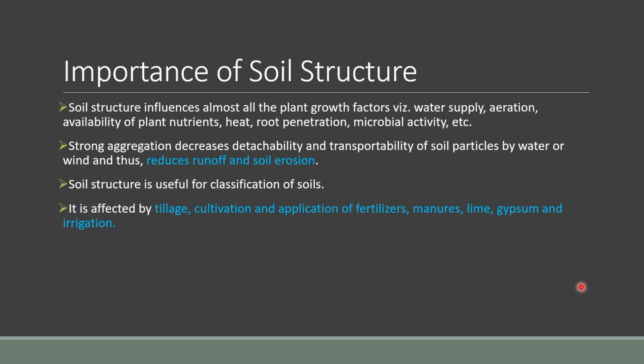The next is importance of soil structure. I will read everything. Soil structure influences almost all the plant growth factors like water supply, aeration, availability of plant nutrients, heat, root penetration, microbial activity, etc. Strong aggregation decreases detachability. That means it reduces runoff and soil erosion. Soil structure is also useful for the classification of soil. Then it is affected by tillage, cultivation, application of fertilizers, manures, lime, gypsum, and irrigation. These points I have taken from the Fundamentals of Soil Science book.